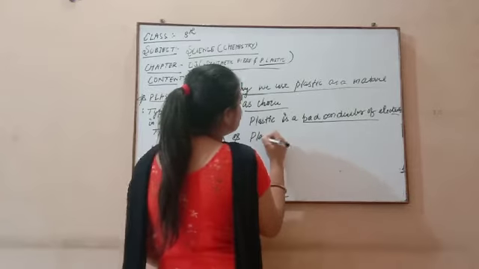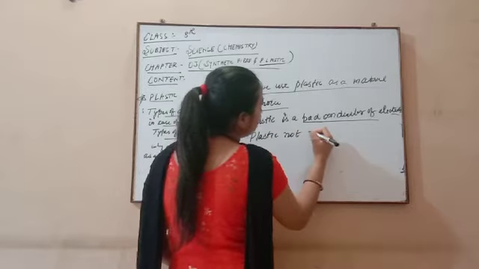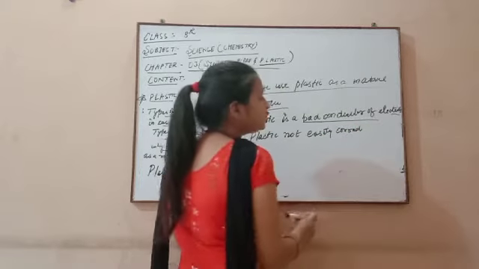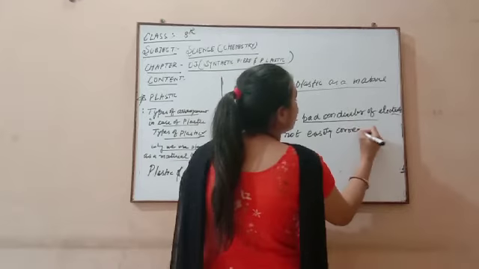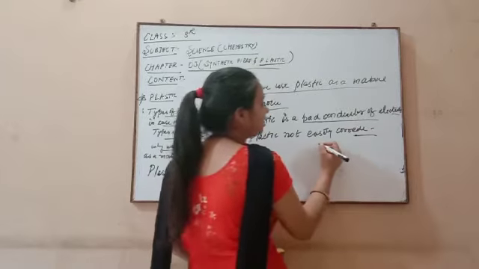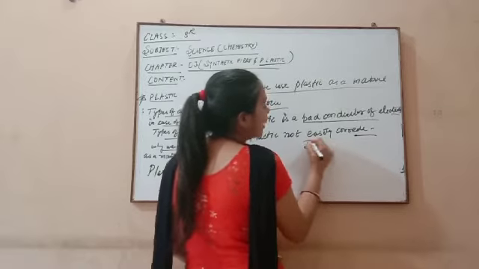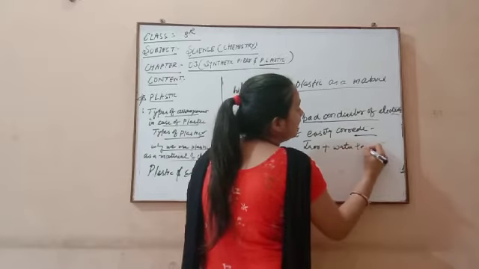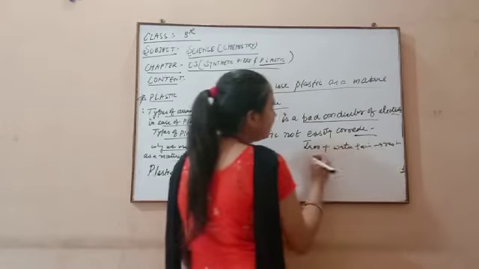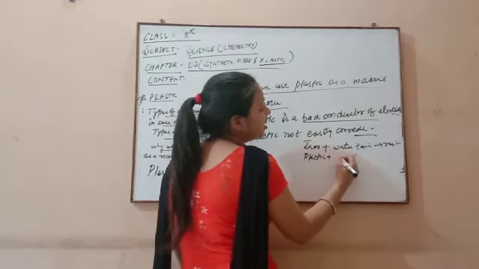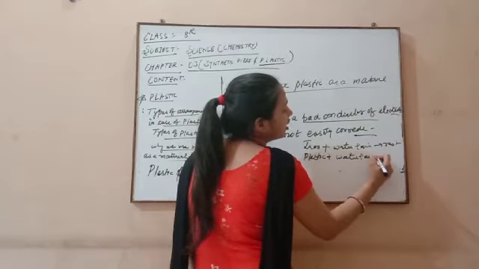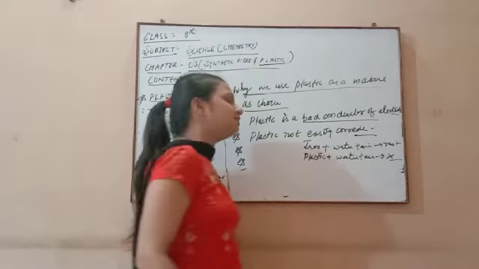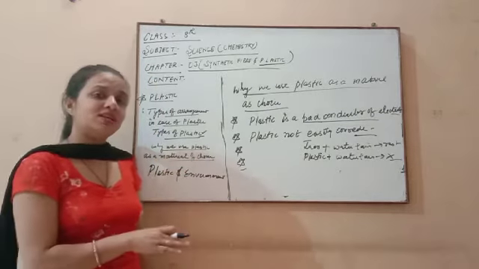Now the second one, plastic does not easily corrode. Corrode means it is not easily destroyed by the environment. I will give a very easy example. Iron is a metal. When it comes in contact with water plus air, it forms rust. But when water and air act on plastic, nothing happens to it, meaning it is safe in any environmental condition.